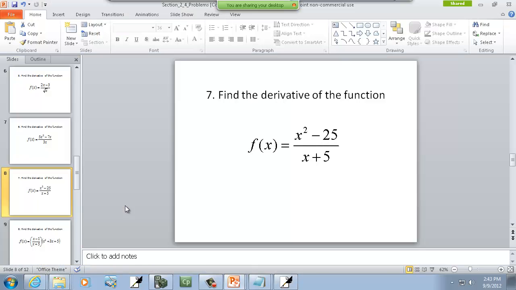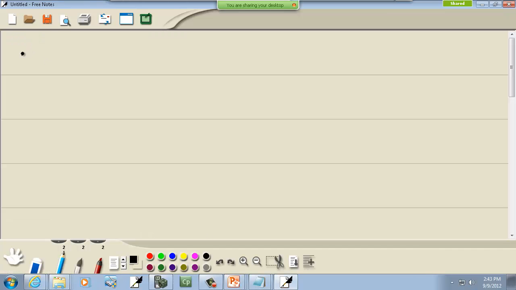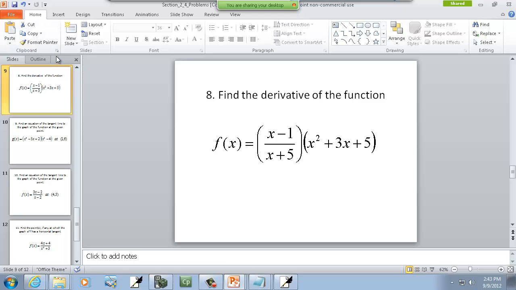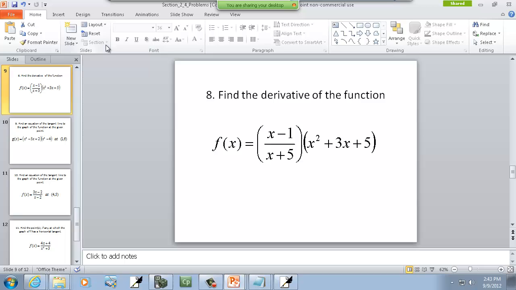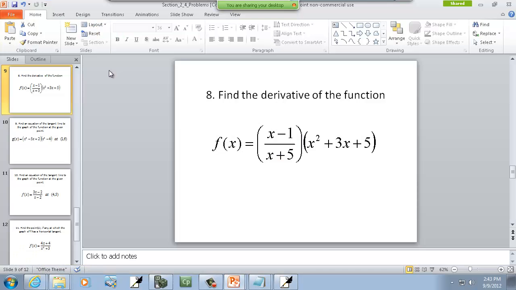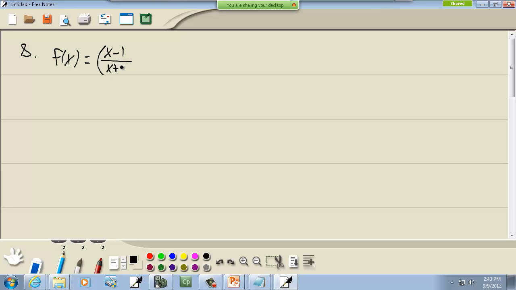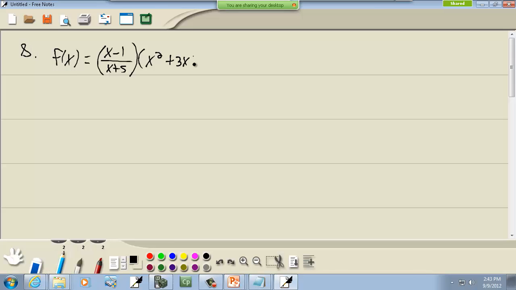Okay, let's look at our next problem. Well, this one's obviously not going to be nice. So we've got f of x is equal to x minus 1 over x plus 5 times x squared plus 3x plus 5. Well, this is a product rule to begin with.